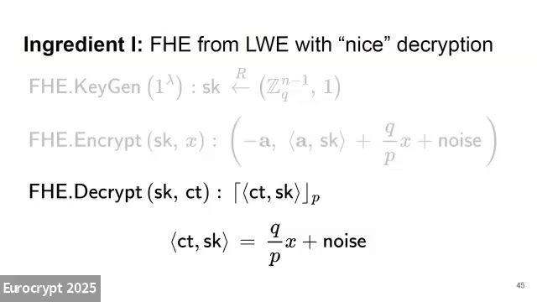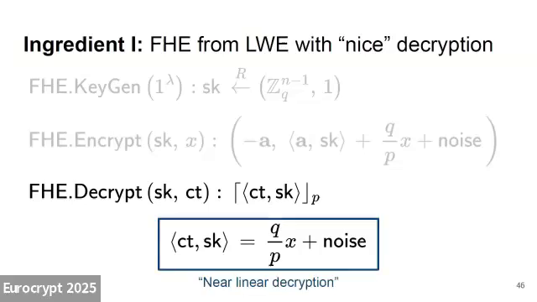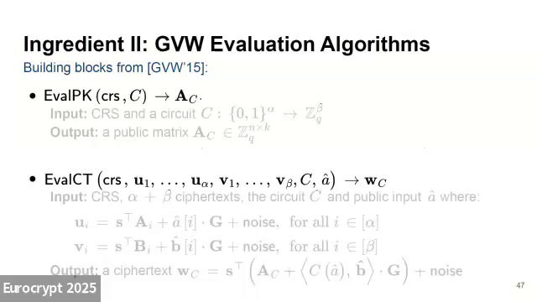We're going to require 2 ingredients for this. The first is an FHE scheme with a nice decryption property. The only thing we need from this FHE scheme is that it has near linear decryption, which means that if we take the inner product between the ciphertext and the secret key, we obtain a noisy decryption of the ciphertext. And the second ingredient we'll need is GVW evaluation algorithms, which we'll use as a black box.